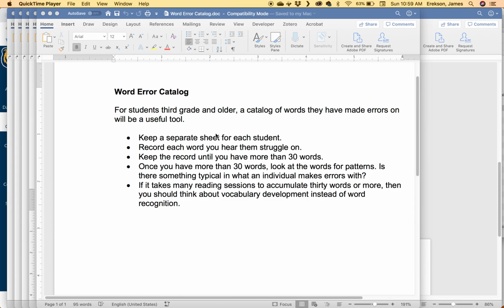So for students 3rd grade and older here, a catalog of words that they have made errors on will be a useful tool. For kids that are 2nd grade and younger, I don't know that this is going to be such a big deal because it's pretty predictable that those guys are actually still learning how to read single syllable and multiple syllable words. So some of the continuing instruction with them, their baseline instruction in 2nd grade is probably still appropriate. But for students 3rd grade and older who are getting stuck on words, that's a huge problem.